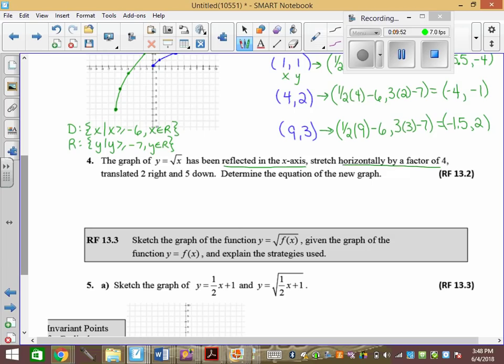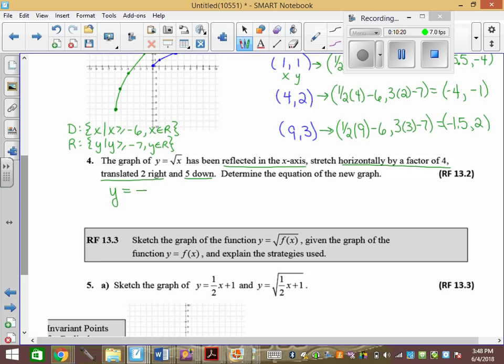Stretched horizontally by a factor of 4, so when I put that back in, I'm going to put in a quarter. Translated to the right, when I put that back in, I'm going to do x minus 2. 5 down, I'm going to put that in as a negative 5. So I'm going to get y equals, and I don't have to apply any of this to any of the other stuff because this graph hasn't been moved at all. It's just square root x.